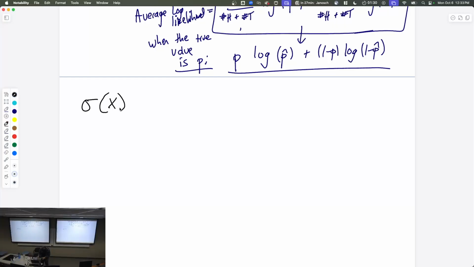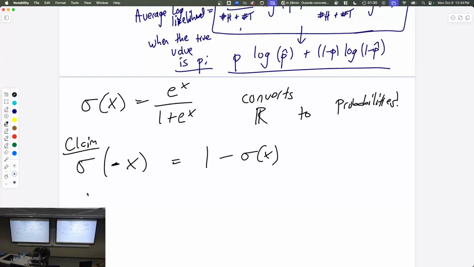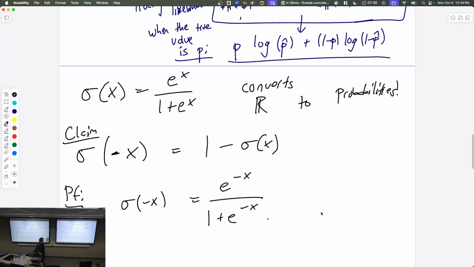Sigma of x equals e to the x over 1 plus e to the x converts real numbers R to probabilities. Okay, and what I want to prove is that sigma of minus x equals 1 minus sigma of x. This is a claim, and the proof is easy if you know how to manipulate fractions. So the proof: sigma of minus x is e to the minus x over 1 plus e to the minus x. Okay, so there's your fraction. I plugged in a negative, the negative of x.